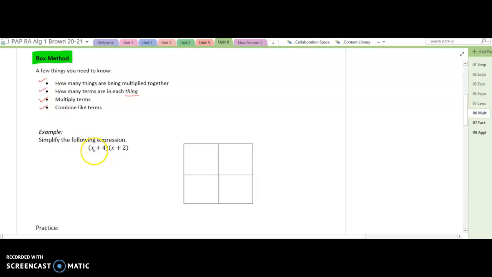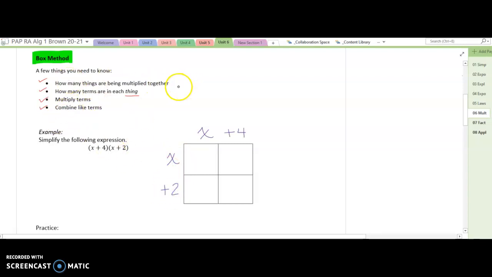All right, so we have x plus 4 times x plus 2. Using the box method is very similar to the Punnett square that you use in biology. We're going to put x plus 4 up here, and then x plus 2 right here on the side.